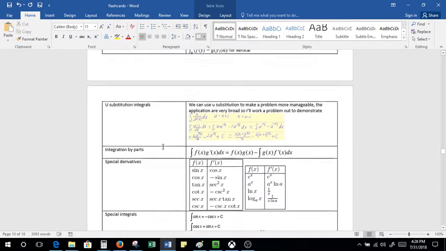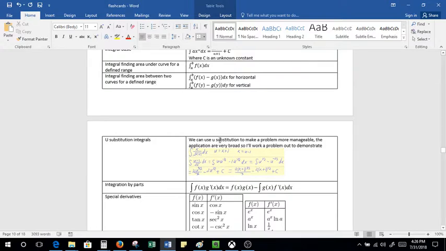And then we have u substitution integrals. So we can substitute u in, kind of like we did with the chain rule, to make the problem more manageable. The application is really broad for this, so I'll just work out a problem to demonstrate. You can see that right here. If I was taking the integral of x over the root of x plus 1 dx, I would substitute u in for x plus 1, and I could also solve for x then, x equals u minus 1, and plug all that in. So I eliminated all the x's, and then I phrased the root as an exponent, so by phrasing, it's in the denominator, so I can make it 1/2 to deal with the root, and I can move it to the numerator by making it negative.